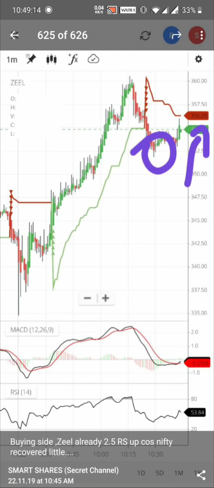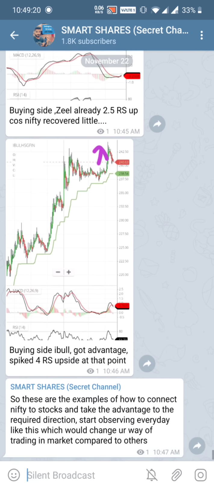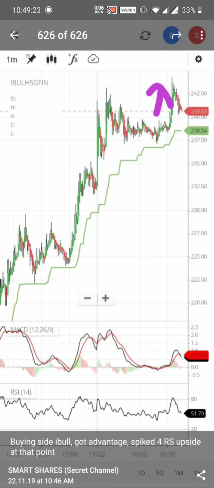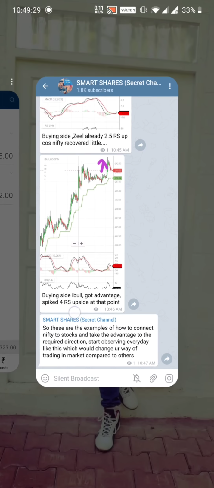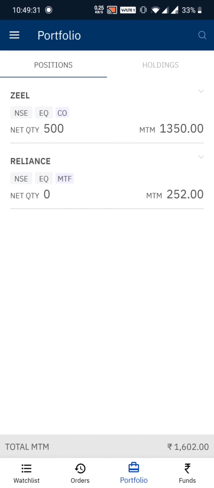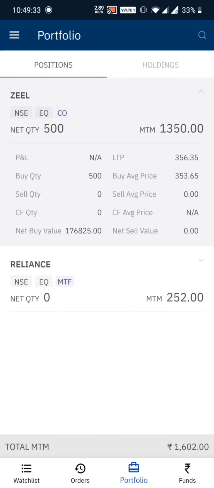So now let's say Zeal from this level 352 has gone up to close to 356. Now it has already hit super trend also. And if you see iBull also, from this point it has got a spike. So that is one advantage. We normally observe and learn only, it's basically for learning. Currently Zeal is around 356.25, almost 1% above our level.